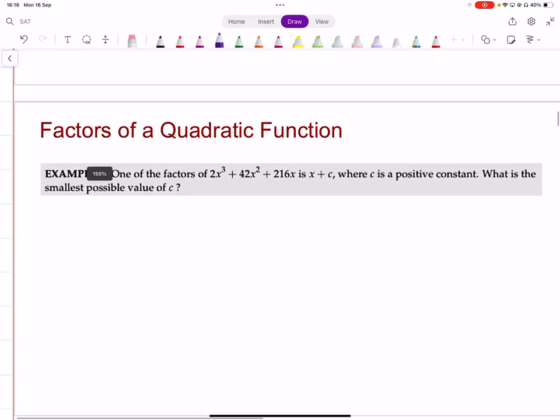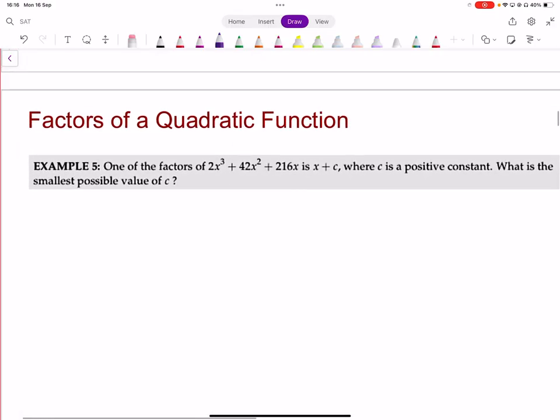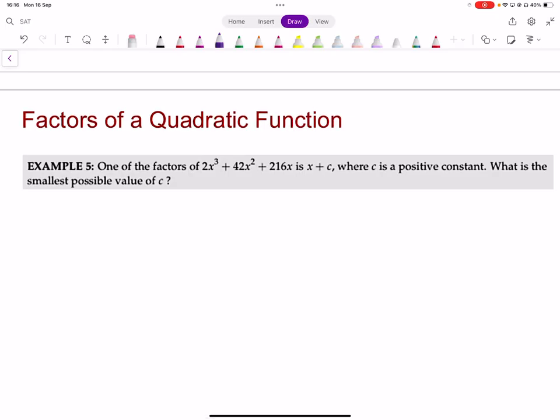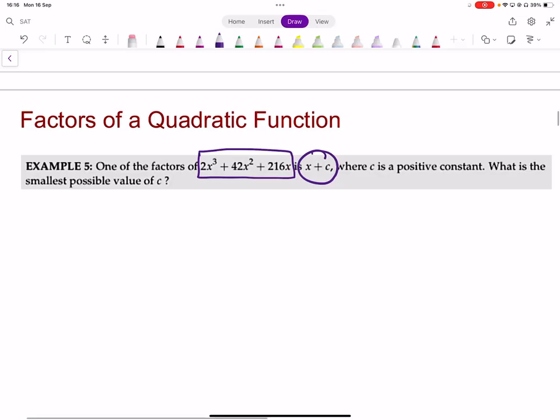Factors of a quadratic function. Now, let's have a look at this. One of the factors of this cubic function is x plus c, where c is a positive constant. What's the smallest possible value of c? Now, how do you think about this?